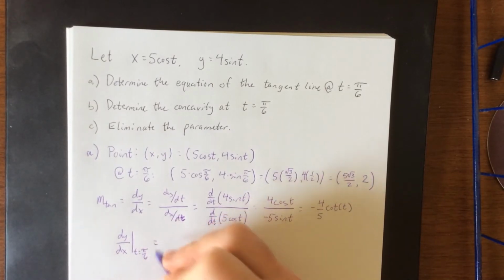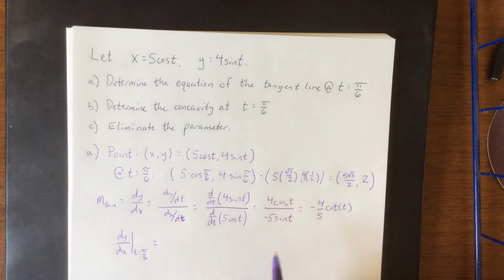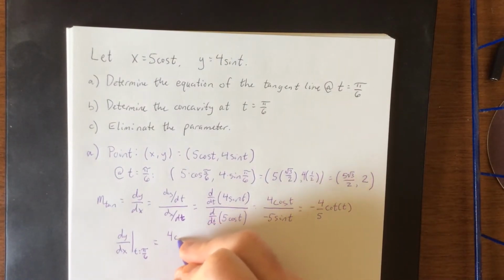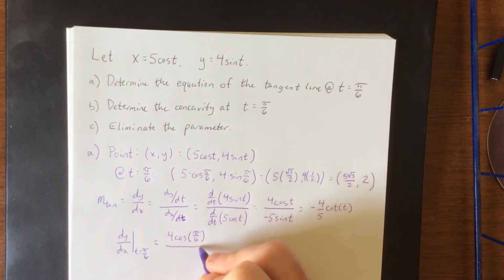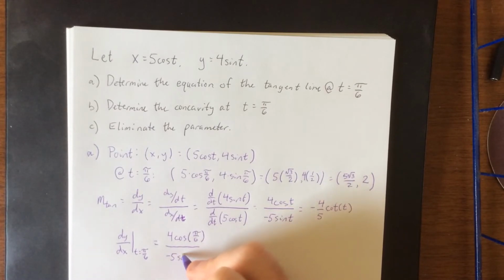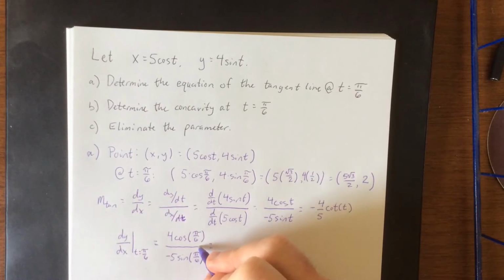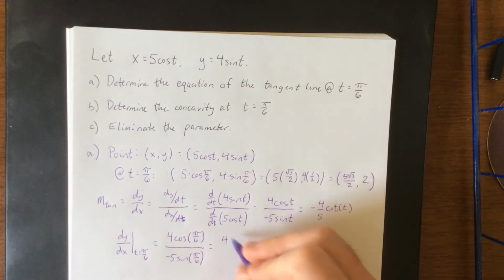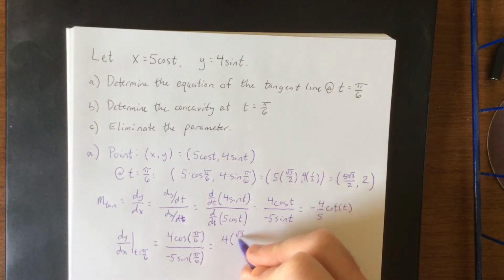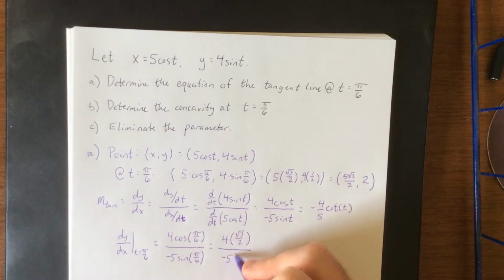This will probably be easier to understand if I'm plugging t equals pi over 6 into this expression. So let's go ahead and do so. 4 times the cosine of pi over 6 divided by negative 5 times the sine of pi over 6. Plugging in those two ratios from what we had earlier, cosine of pi over 6 is root 3 over 2, and in the denominator, this will be negative 5 times the sine of pi over 6, which is 1/2.